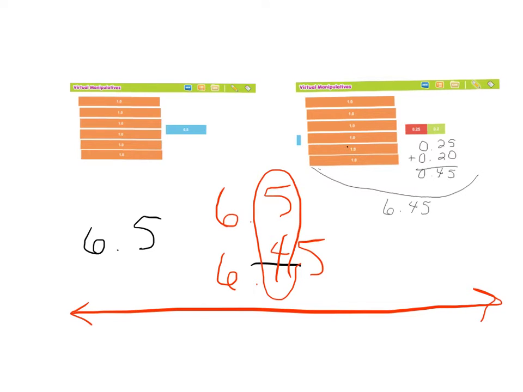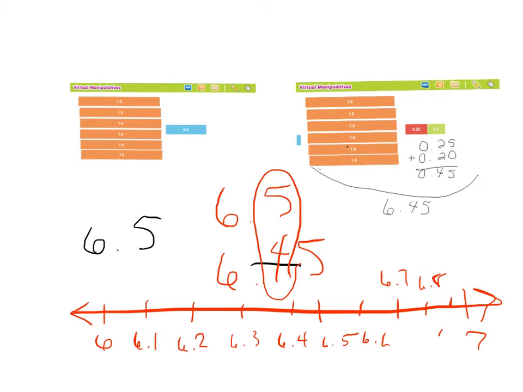I can also show this on a number line. If I start with 6 here and count up to 7, the numbers that are in between 6 and 7, if we're counting by tenths, would be 6 and 1/10, 6 and 2/10, 6 and 3/10, 6 and 4/10, 6 and 5/10, 6 and 6/10, 6 and 7/10, 6 and 8/10, 6 and 9/10. And I apologize that it should be more even, but it's okay for this example.